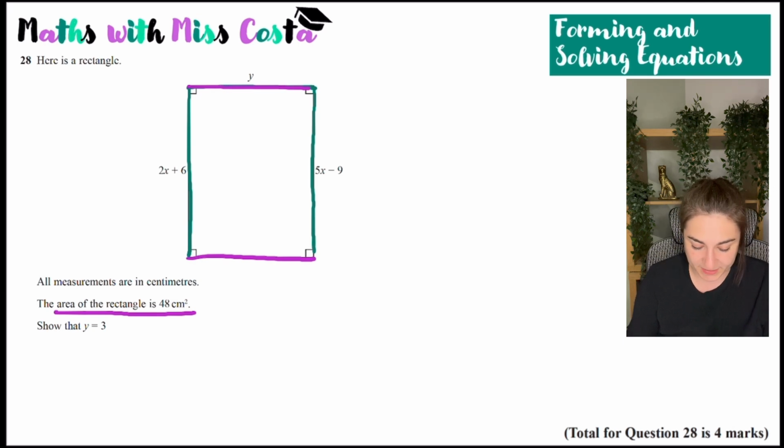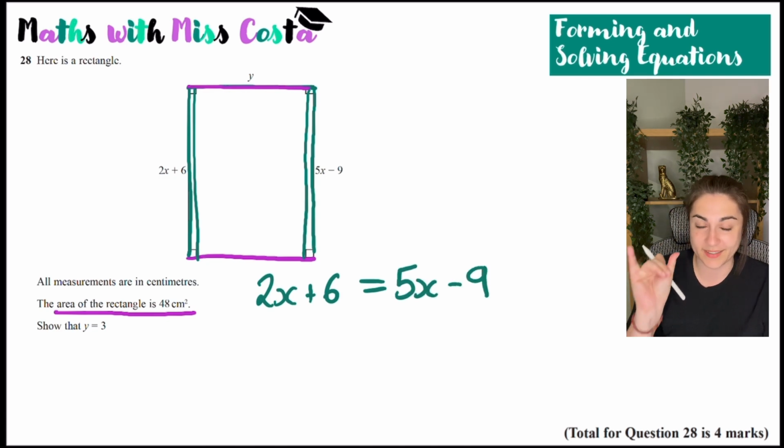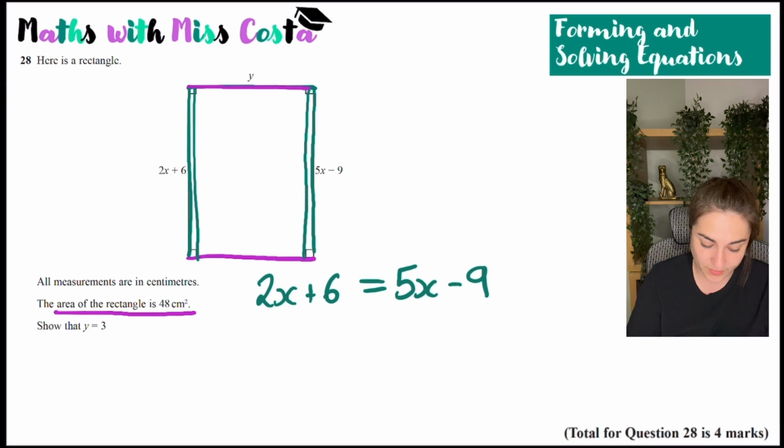And I can do this because I know that this side is equal to this side. So I can set up an equation for myself. I know that 2x plus 6 must be equal to 5x minus 9, as they are both opposite sides of the same rectangle. So it's a little bit of a tricky equation to rearrange because I've got x variables on both sides. And when this happens, just subtract the smaller variable from both sides.